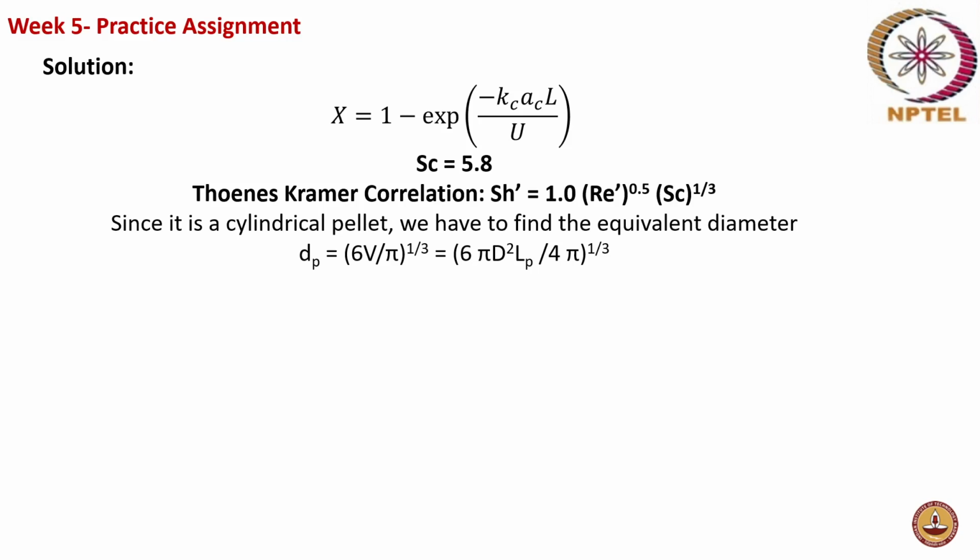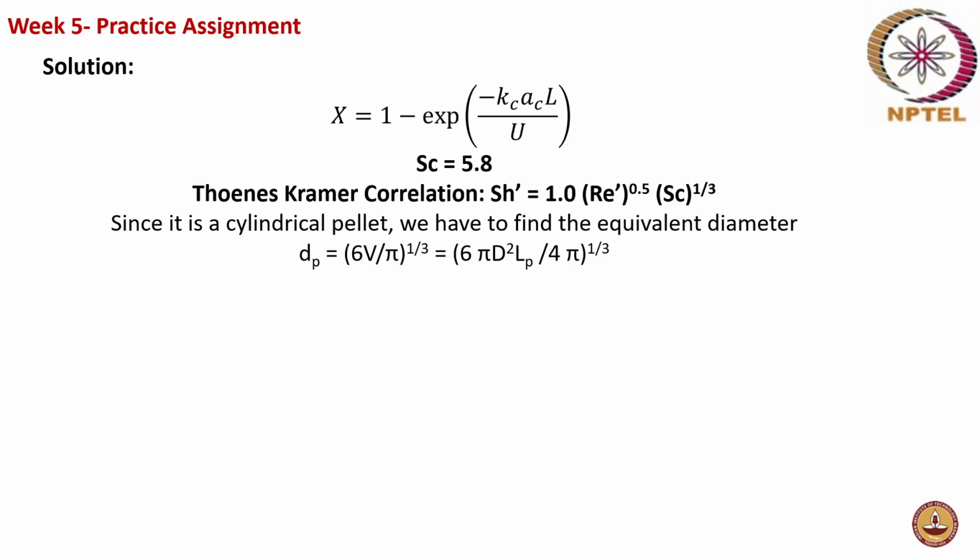If we replace the cylindrical catalyst by an equivalent spherical one, assuming equality in volume, we find the equivalent diameter. So your equation becomes dp = (6V/pi)^(1/3). That is nothing but 6 into, what is the volume of the cylinder?